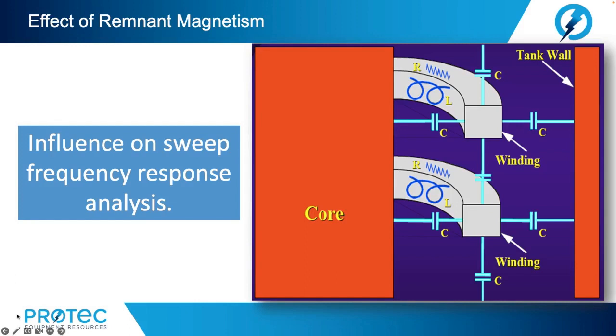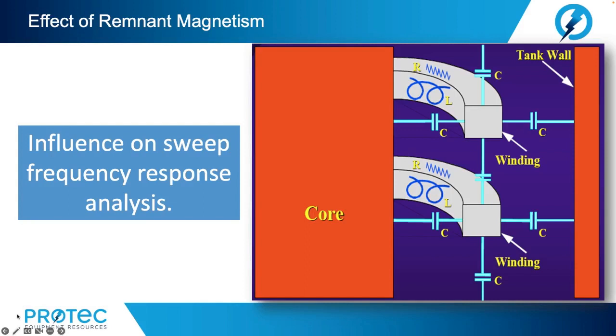Next, let's talk about the effects of remnant magnetism on sweep frequency response analysis. The sweep frequency response analysis, or SFRA, uses frequency response analysis, FRA, to describe the dynamic characteristics of an oscillating network based on its input and output signals. The SFRA measurement method is described in IEEE C57.149 and becomes increasingly accepted as a diagnostic test method for transformers.